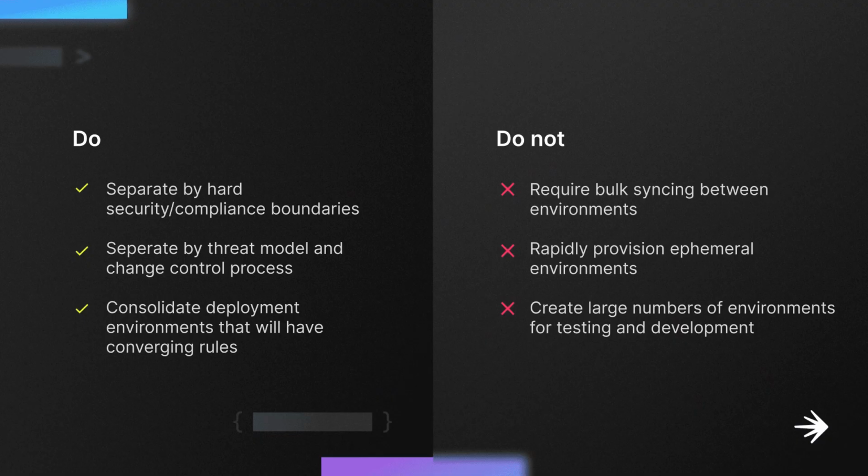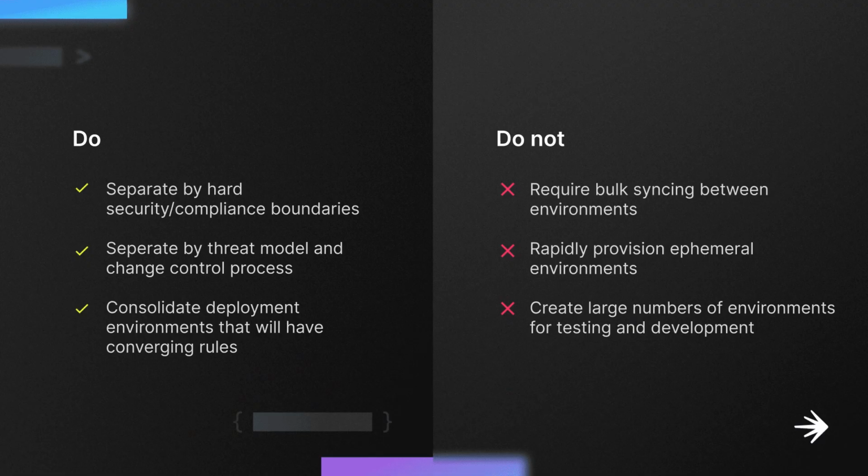It's best practice to create separate environments when there are hard security or compliance boundaries, for example, a public versus federal instance. You should also create separate environments when you have significantly different change control processes and threat models. A common example of this is pre-production versus production environments.